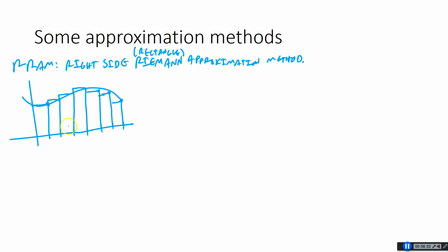RRAM is basically using the right side of each one of these intervals to go up to the graph and then figure out what that height is. So to find that, really, it's just f of x. So we have an x here. This height right here would be f of x. We talked about that a little bit when we were talking about optimization.